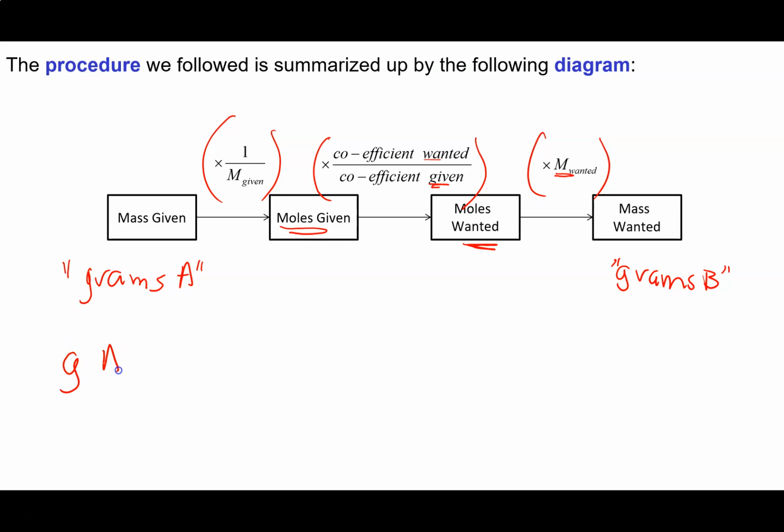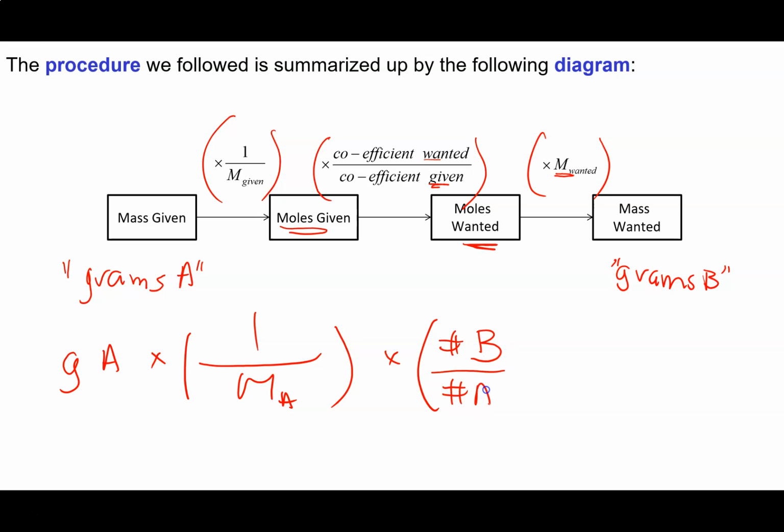So you're going to take grams of A, multiply it by 1 over the molar mass of A, multiply that by the number of B's over the number of A's according to your balanced equation, and then finally you'll multiply that by the molar mass of B. And in order to be quick enough at the Gen Chem level to do these conversions, you're going to do that whole thing on one line rather than doing one calculation here, one calculation here, one calculation here.